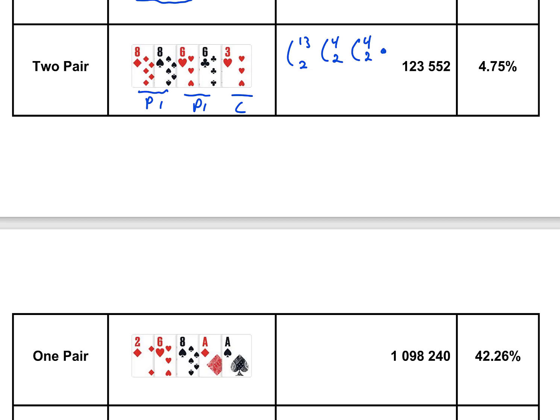And then the last card, well, how many ranks do you have left? And notice that anytime you do something times itself, you can just do an exponent. For the last card, you have 11 ranks left. Then you have 4 suits for that card and you just choose 1. In this case, again, it's impossible to have a straight or a flush, so we don't need to subtract anything.